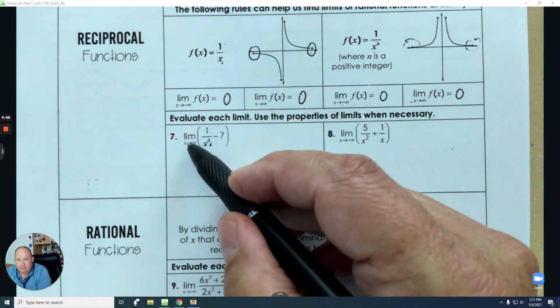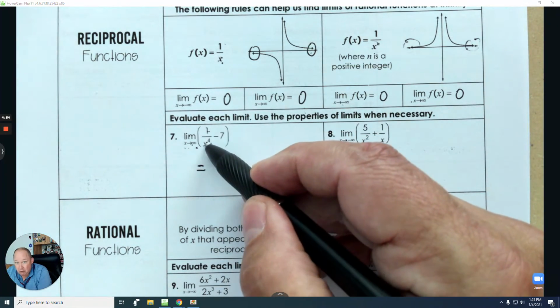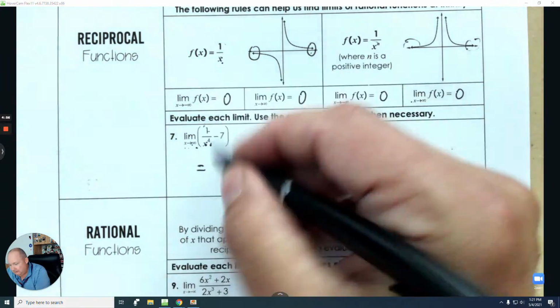So if I look here, what's the limit as x approaches infinity? Look at this fraction. The larger the number you put into the fraction, this is going to be 0.